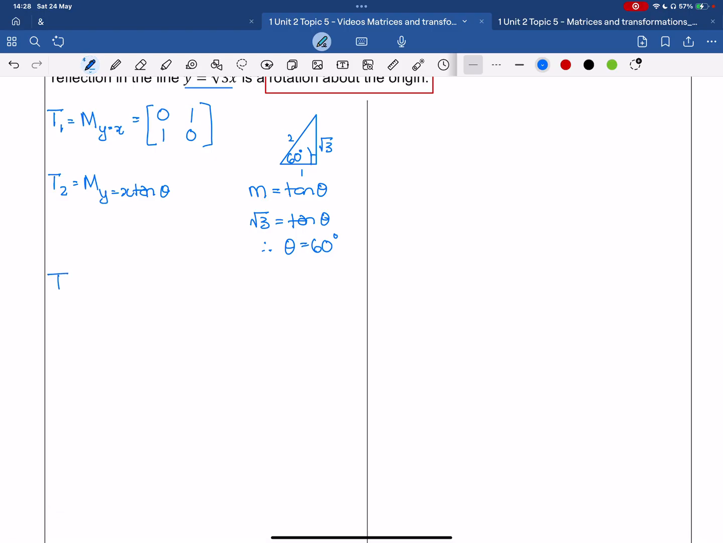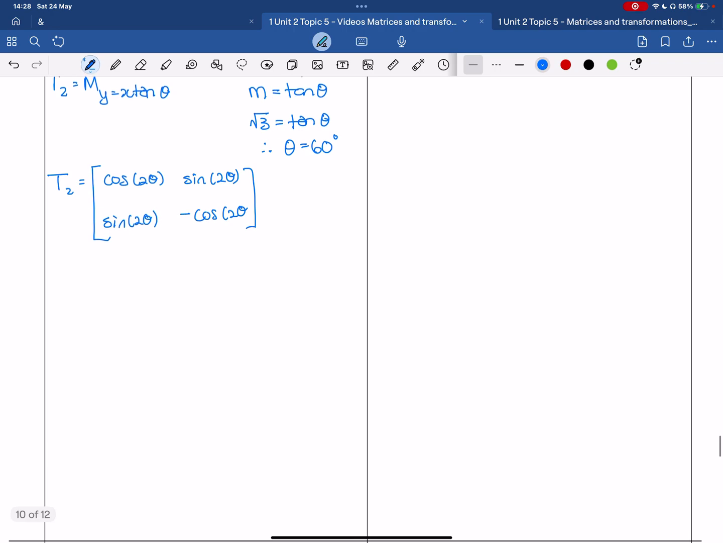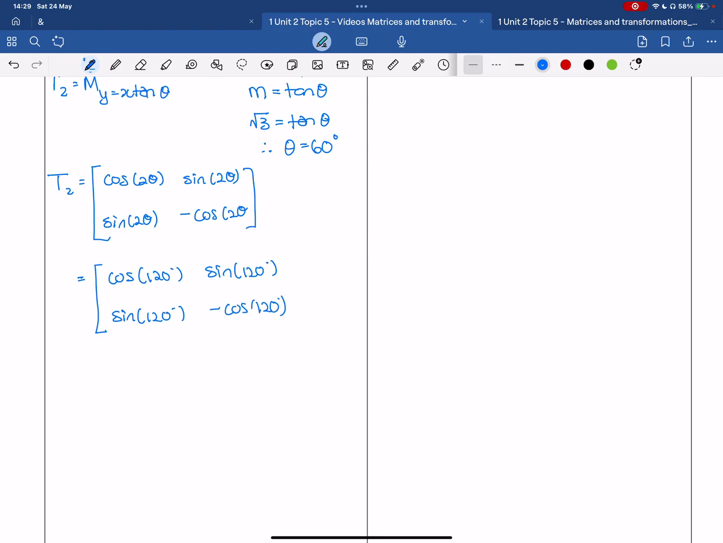Also, our transformation matrix for a reflection about the line y equals x tan theta is given to us on our formula sheet, and that's cos 2 theta, sin 2 theta, sin 2 theta, and negative cos 2 theta. Now theta is 60 degrees, so what we've got is cos 120 degrees, sin 120 degrees, sin 120 degrees, and negative cos 120 degrees.